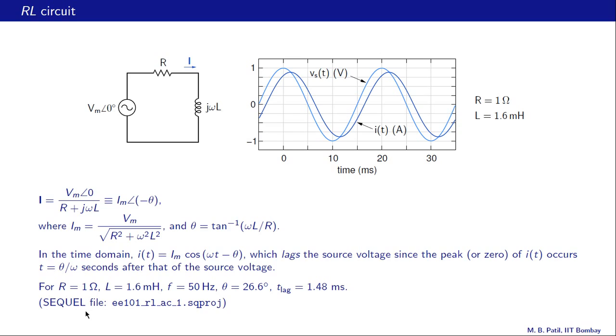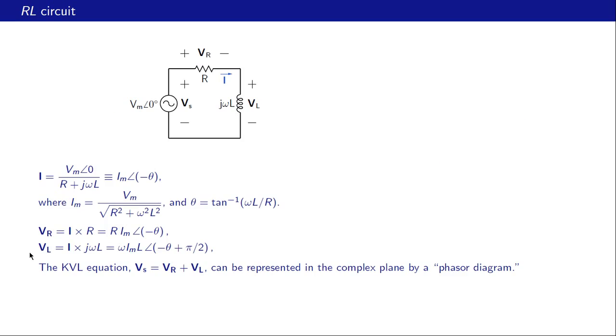Alright, so here is the circuit file. You can simulate the circuit and maybe change some component values and look at the results. Let us now represent the KVL equation, that is Vs equal to Vr plus Vl, in a graphical form in the complex plane using a phasor diagram.